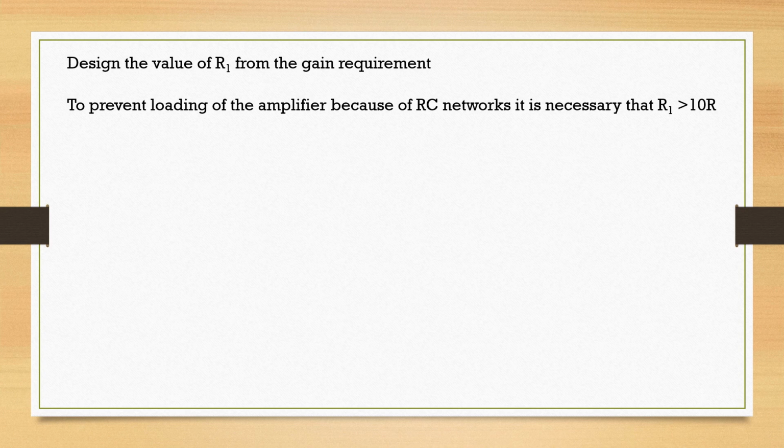To prevent loading of the amplifier because of the RC networks, it is necessary that R1 should be very much greater than 10 times R. So here we can use the expression R is equal to R1 divided by 10. So this is the value of R we get in the feedback network. The capacitance C will be equal to 1 over 2 pi root 6 R into F. This is from the frequency expression, F is equal to 1 over 2 pi root 6 R into C. Since the resistance value is known, and the frequency we have to consider while designing, we can obtain the capacitance value.